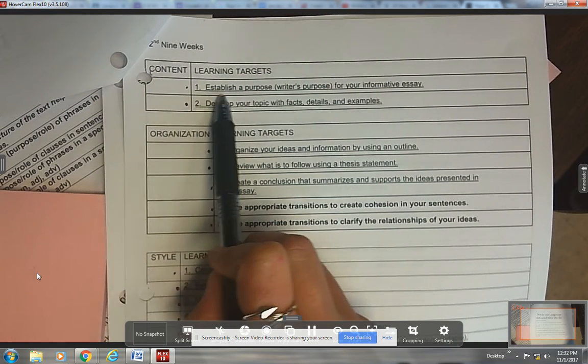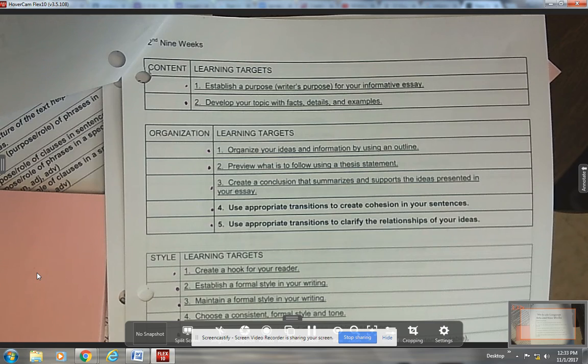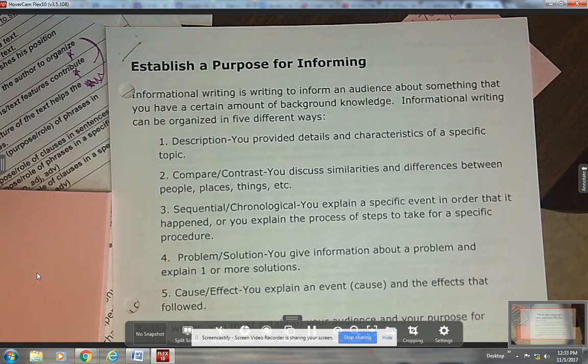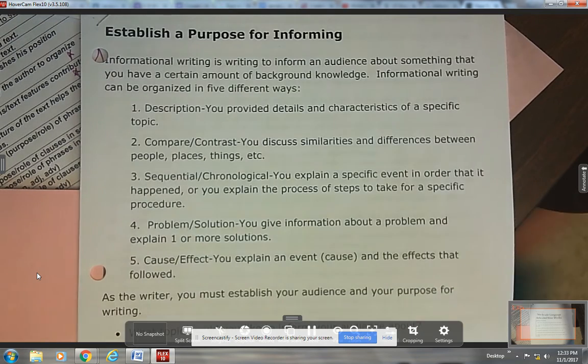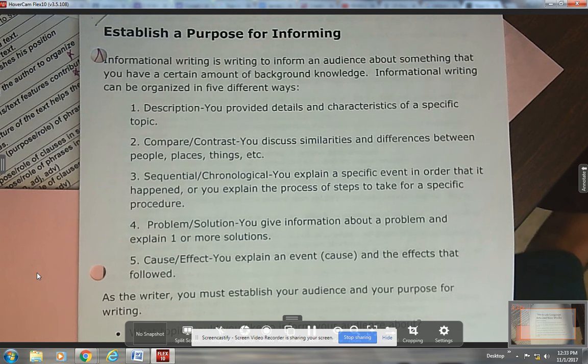I can establish a purpose for my informative essay. And I gave a handout for this lesson that is titled Establishing a Purpose for Informing. With informative writing, we need to make sure that our goal, our purpose, is to give knowledge to an audience about a specific subject. With that knowledge, we can give it to our audience in one of 5 different ways.